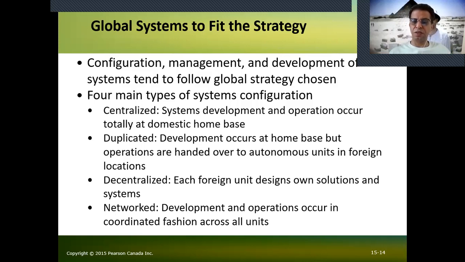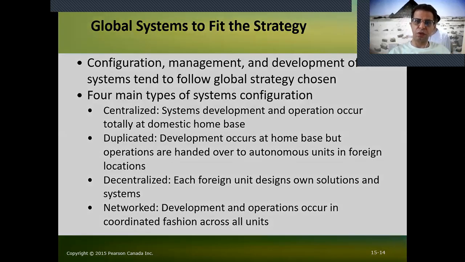Then we have the decentralized, where each foreign unit designs its own solution and system, as we see in the CRM of Ford and GM. And then you have the network, where development and operation occur in a coordinated fashion across all the units. That is typically what we see in Honda and Toyota, the Japanese car manufacturers.